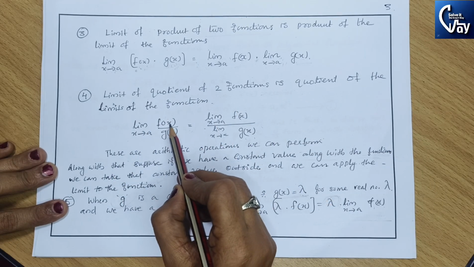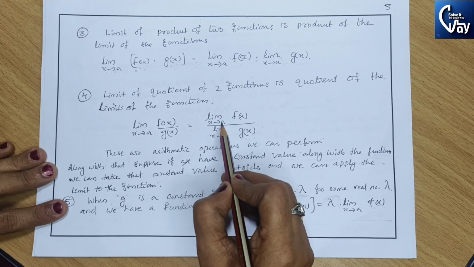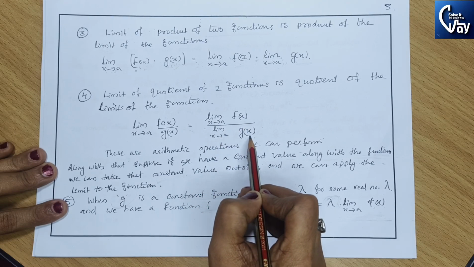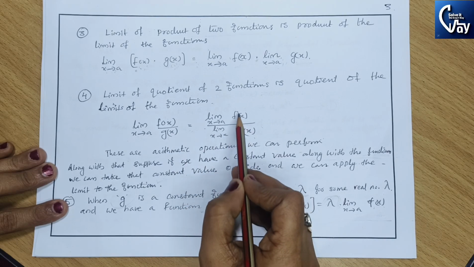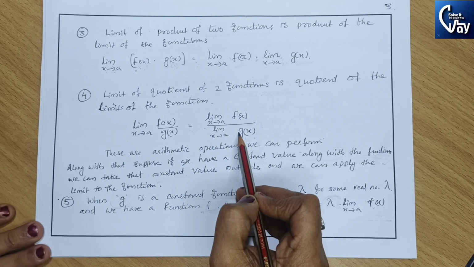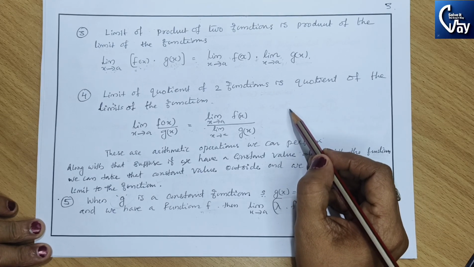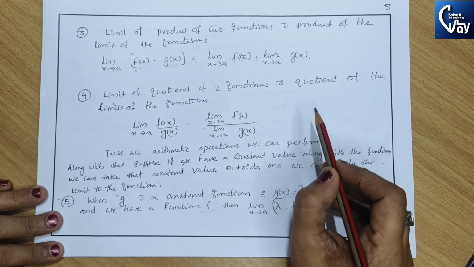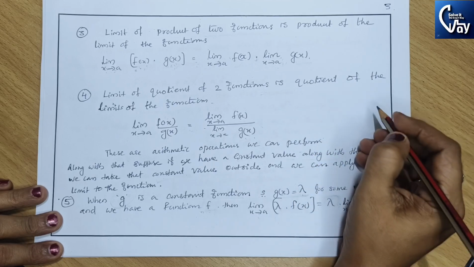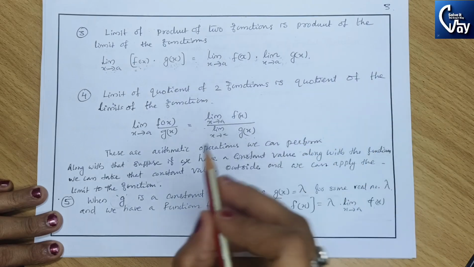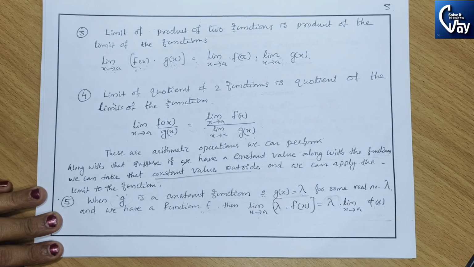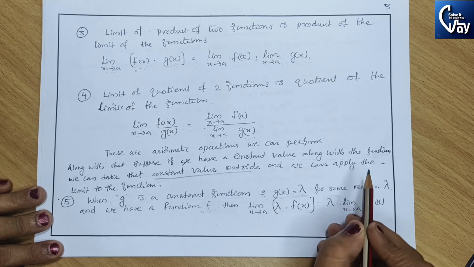Fourth one, the limit of the quotient of two functions is the quotient of the limits of the functions. Limit x approaching a of f of x by g of x equals limit x approaching a of f of x by limit x approaching a of g of x. These are the four arithmetic operations we can perform. Along with that, if we have a constant value along with the function, we can take that constant value outside and apply the limit to the function.